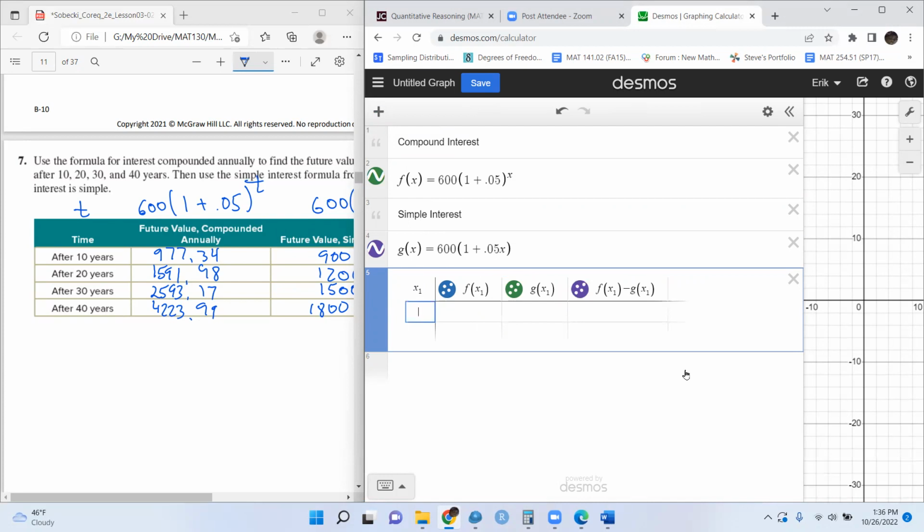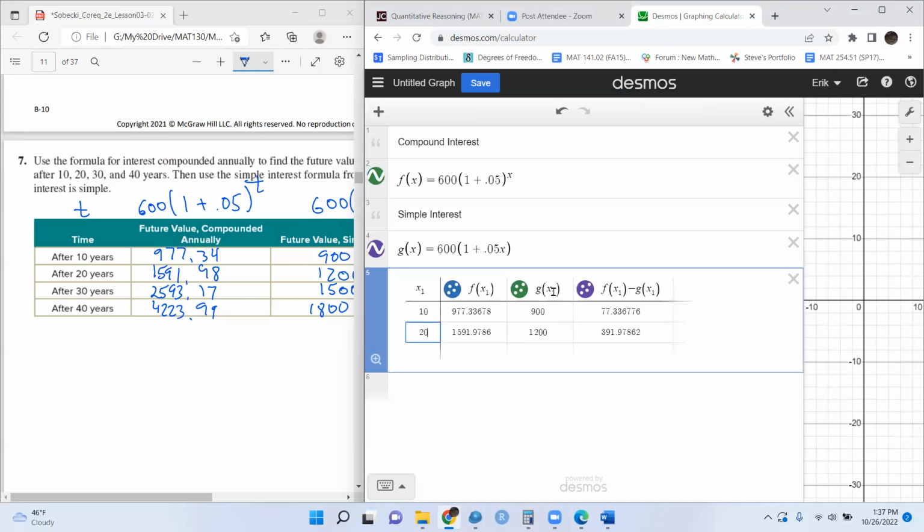Is that good, Jennifer, that piece? Okay, and then we just put in our numbers, 10, and it auto populates for us, 10, 20, 30, 40. Okay, you are most welcome. Good.